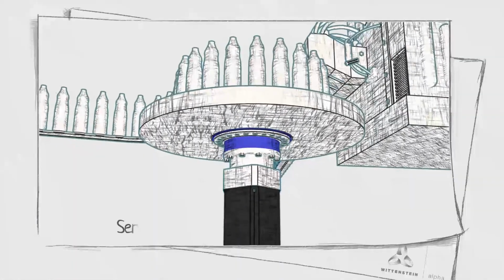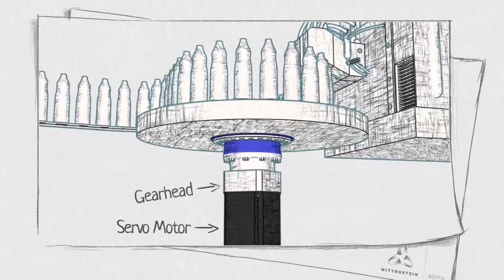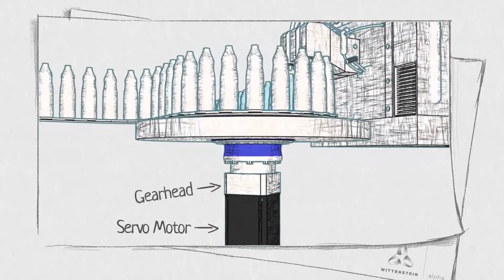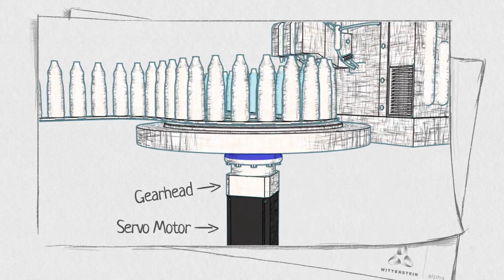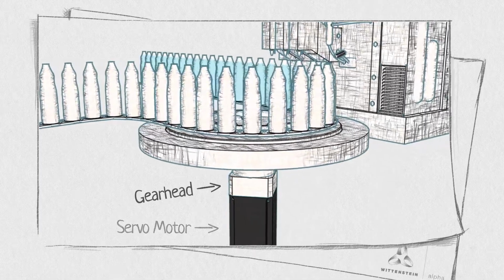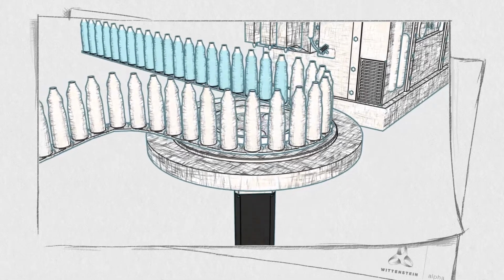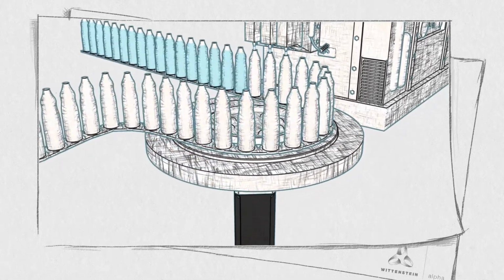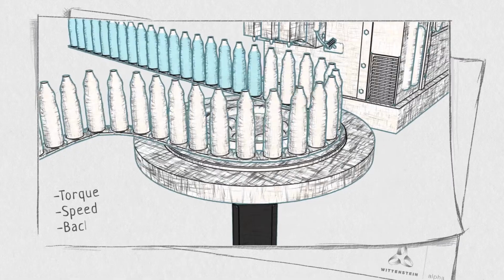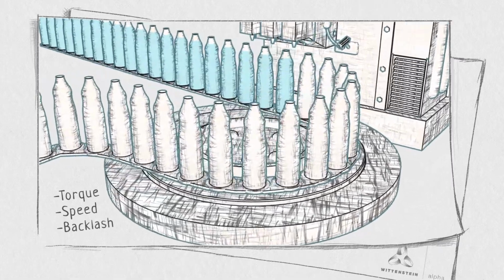Industrial production lines are often moved by a servo motor in conjunction with a gearing mechanism. The motor drives the whole system, while the gearhead serves as a connecting link between the motor and the application to transform the torsional moment and rotational speed. Let's take a closer look at torque, speed, and the role played by backlash within a gearhead.